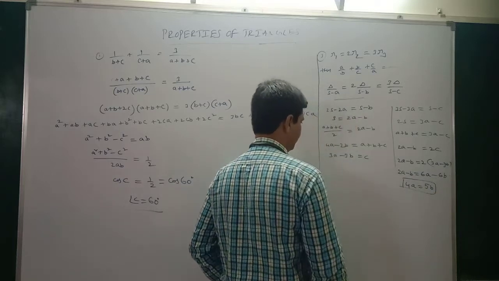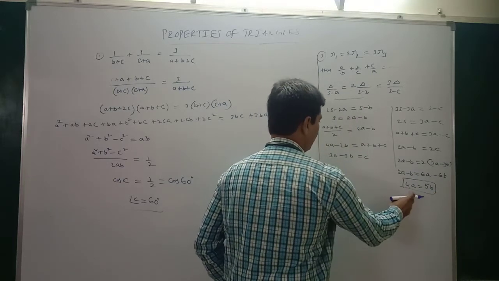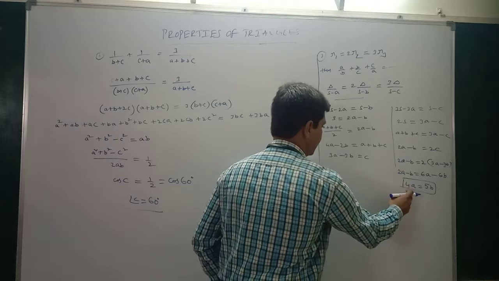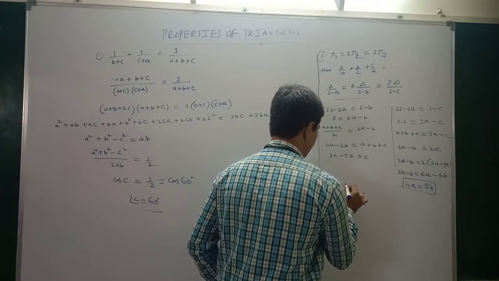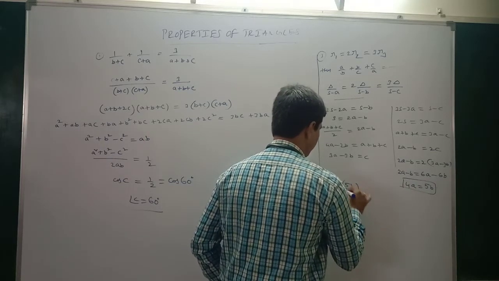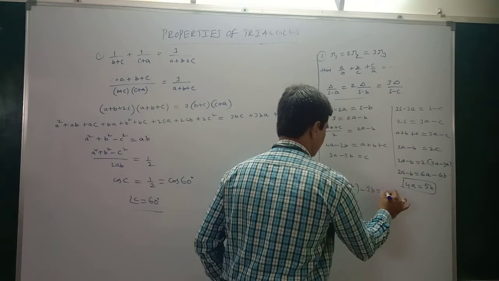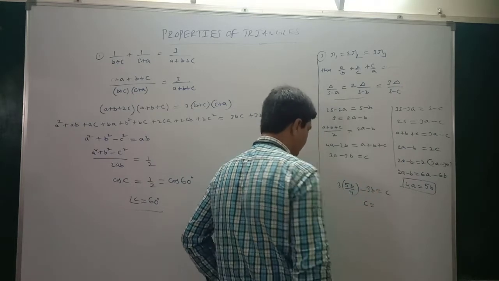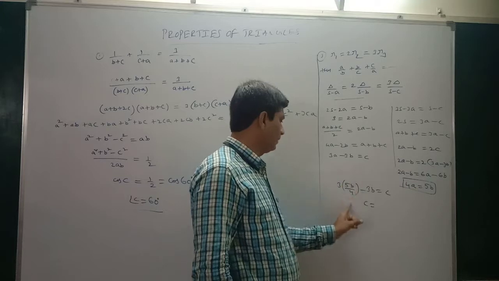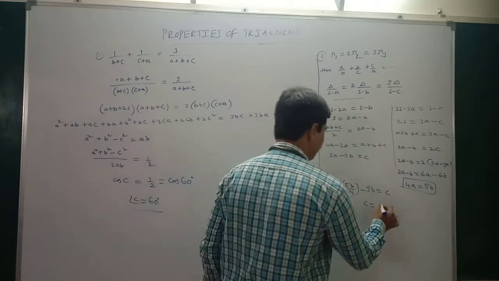Okay, next. Substitute the value of a here. What is a? 5b by 4. So this is 3 into 5b by 4 minus 3b equal to c. What is the value of c? Directly I am writing here: 15b minus 12b, 3b by 4.